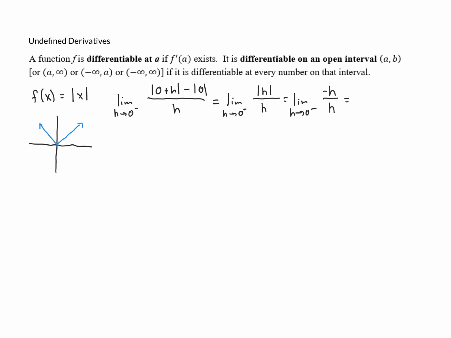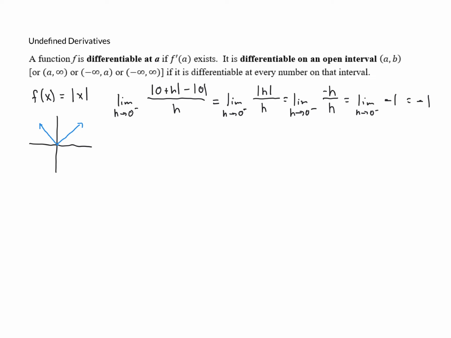Negative h over h is -1. So we've got the limit as h approaches 0 from the negative side of -1. And of course, that is just going to be -1 because the limit of a constant is just going to be that constant. So if we were to think of the left-handed derivative, not that that's really a thing, but if we look at the left-handed limit portion of trying to find that derivative, we end up with -1.